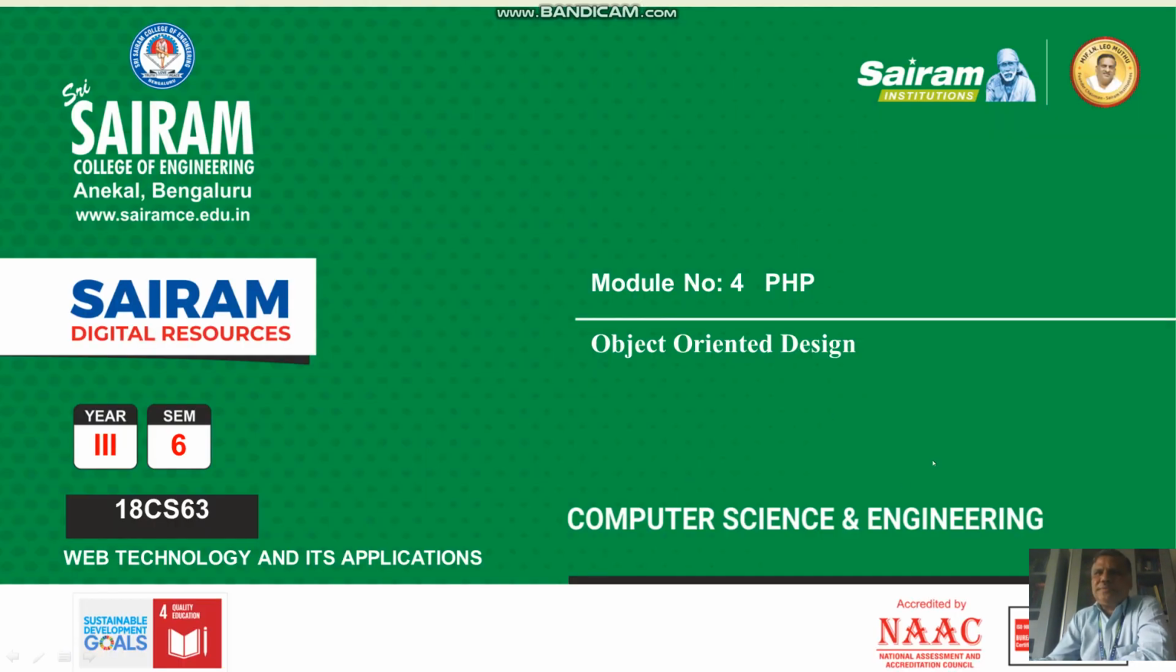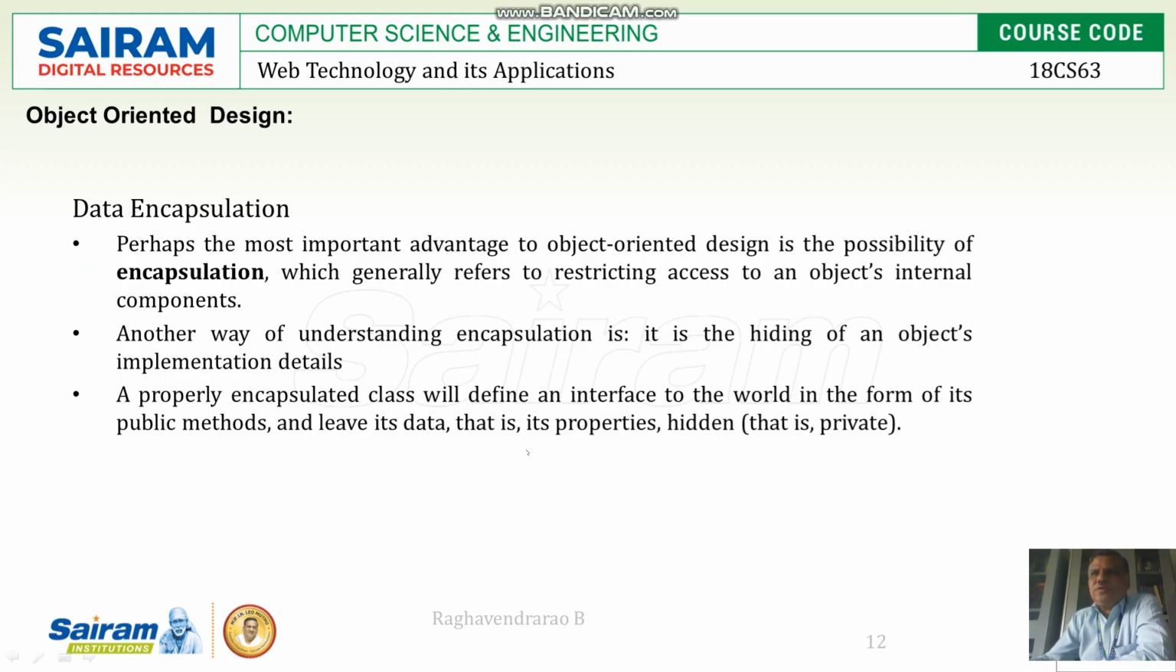Next is about object-oriented design. How are we going to design this particular function? You already know from C, C++ and Java about these object-oriented notations. First, data encapsulation means clubbing both functions as well as data members in one particular location. It's called data encapsulation. There is nothing but a class, we can say.